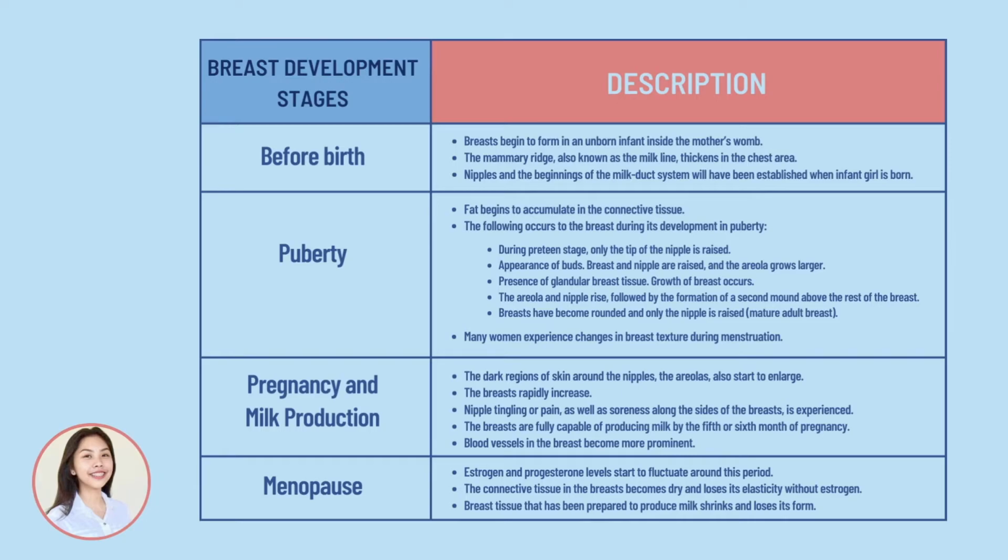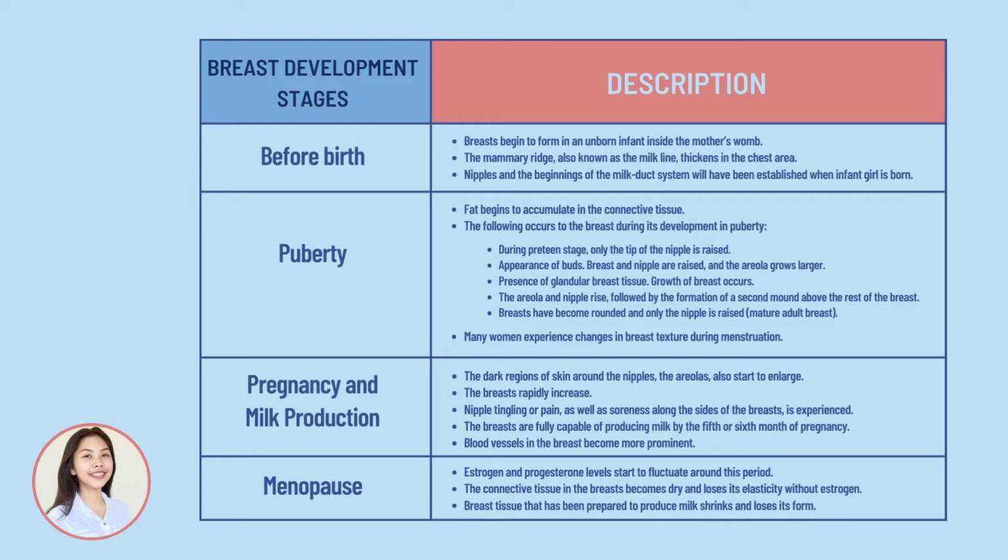For puberty, fat begins to accumulate in the connective tissue. The breasts enlarge as a result. The duct system begins to expand as well. Once ovulation and menstruation have commenced, the formation of secretory glands at the end of the milk ducts begins the maturation of the breasts. The following occurs to the breast during its development in puberty.